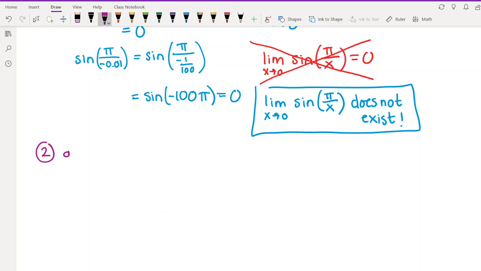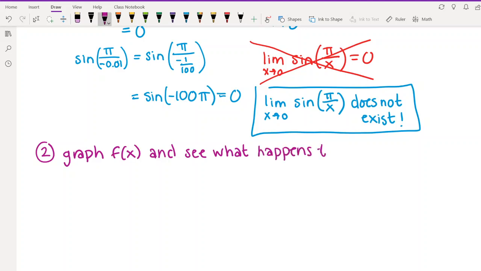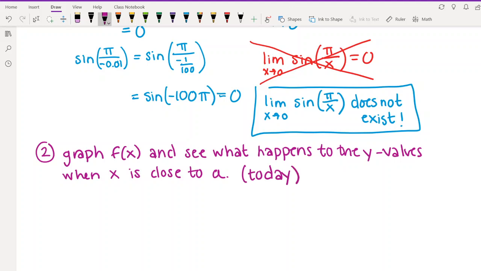So the second method is to graph f of x and basically see what happens to the y values on the graph when x is close to a. So basically just looking at what the trend is as you get closer and closer to that limit value, what's happening to your y values. For example, on the graph we just looked at, the closer you get to 0, the more crazy the graph gets. And so that's why the limit did not exist. But we'll see some more straightforward examples of this today.